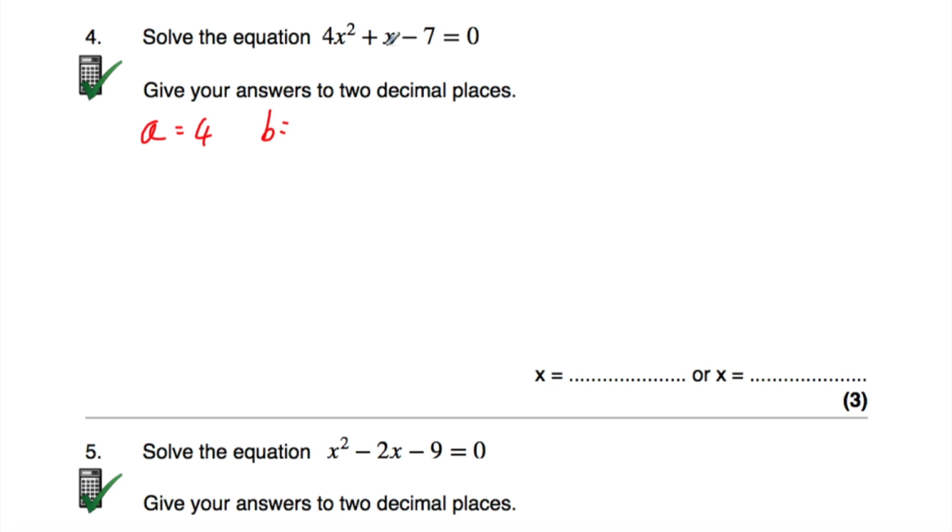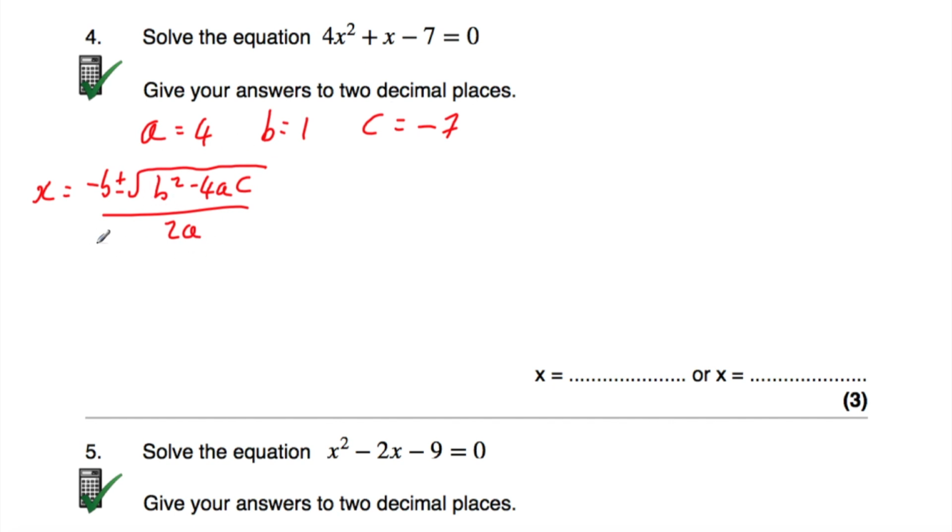B is equal to, now we've got x, that's the same as 1x, so b is equal to 1, and c is equal to negative 7. So we've got our values for a, b, and c. Let's write down the quadratic formula. X is equal to negative b plus or minus the square root of b squared minus 4ac, all divided by 2a. So let's substitute our values into the quadratic formula and see what we get.